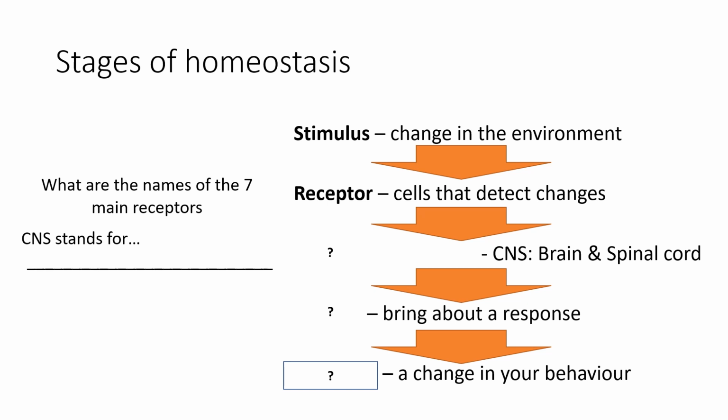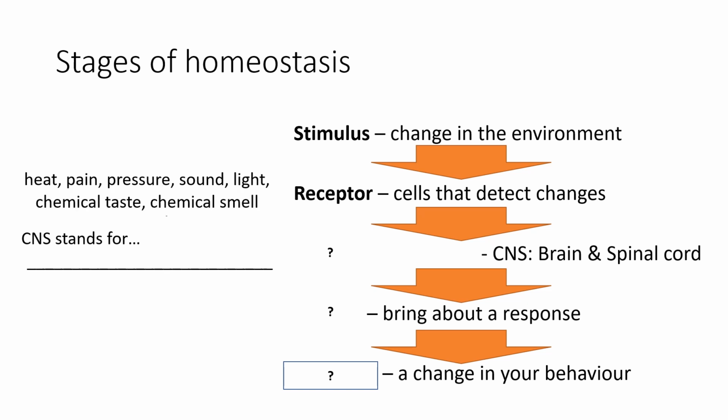Pause the video, spend a minute, see if you can remember back to what all 7 were in the matching organs, and when you're ready you can restart the video. So pause now. Well, the 7 main receptors are heat, pain, pressure, sound, light, chemical taste, and chemical smell. Remember, you don't need the taste and smell thing. You would be absolutely fine with just chemical receptors in the exam.